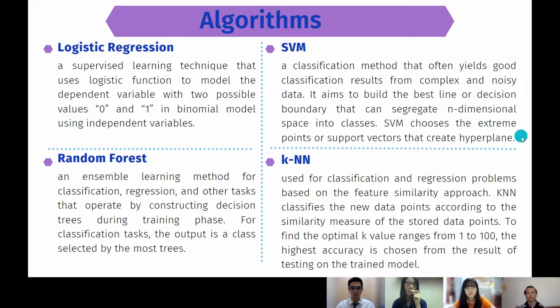Next, random forest is an ensemble learning method for classification, regression, and other tasks that operates by constructing decision trees during the training phase. For classification tasks, the output is the class selected by the most trees.